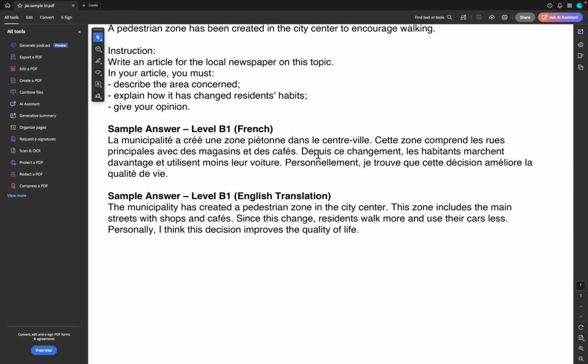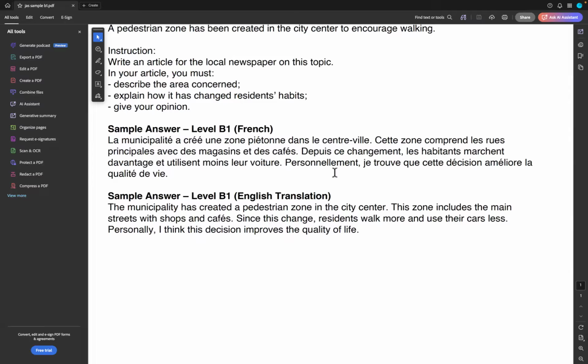Depuis. Depuis is since. Okay, depuis is since this stage, since the change happened. Les habitants marchent davantage. The residents walk more and use their cars less. Et utilisent moins les voitures. Leur voiture means their cars. So now the residents are walking more, and they have started using their cars a lower number of times, okay, lower number.